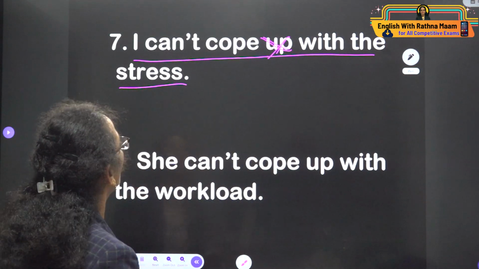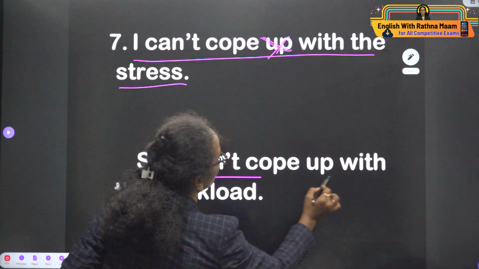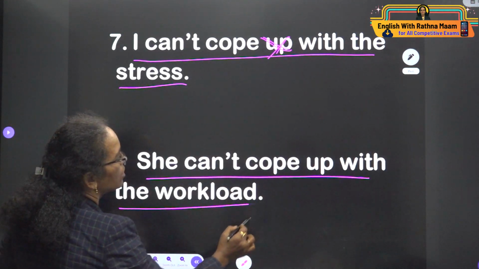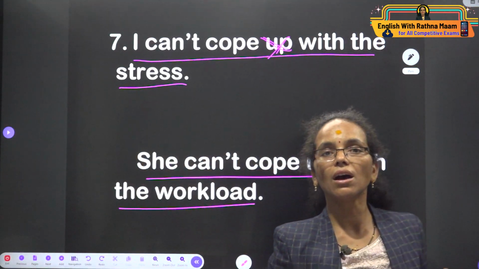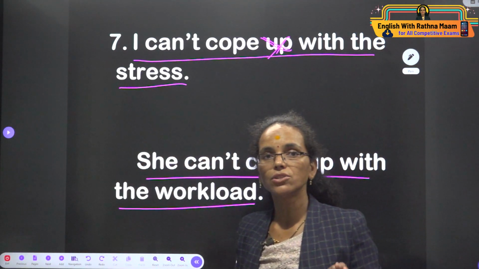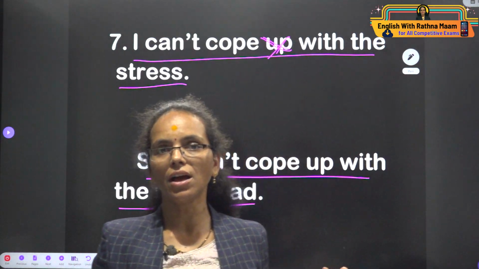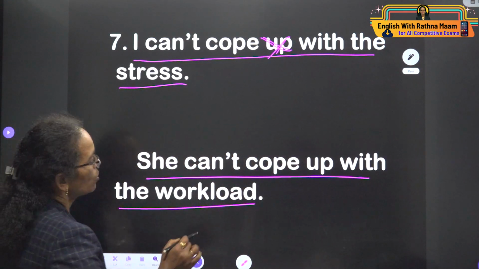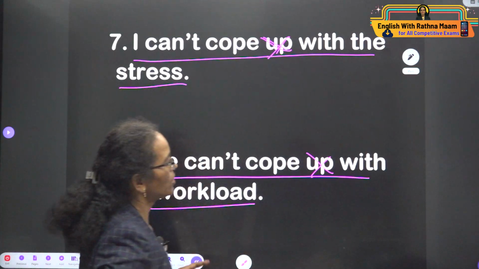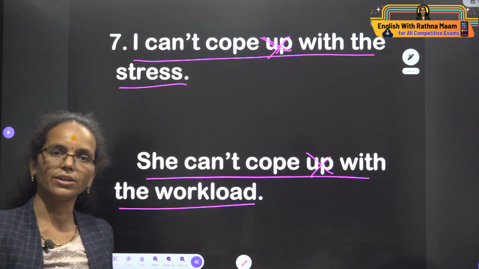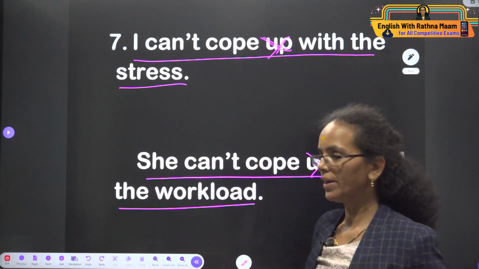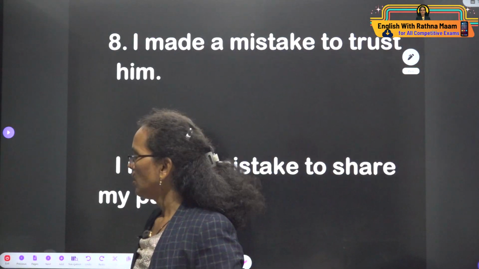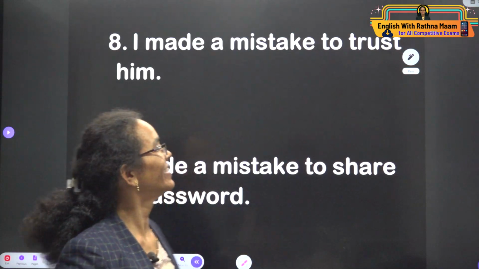Right? Next one, she cannot cope up with the workload. That means she cannot handle the workload, or she has no capability of handling the workload. So cope up is not correct. Cope with is the correct one. She cannot cope with the workload. Right? Move on to the next question.